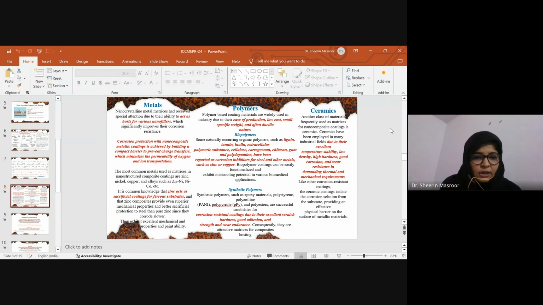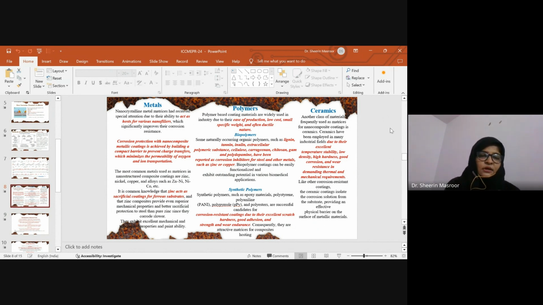So it's the major function of the metal to be active when it is acting as the matrix. The common metals used for this are zinc, nickel, or cobalt. It is common knowledge that zinc can act as a sacrificial coating for the ferrous substrate, and the zinc composite provides even superior mechanical properties when acting as sacrificial protection against the iron. They exhibit excellent mechanical barriers, and a great ability when paints are used.